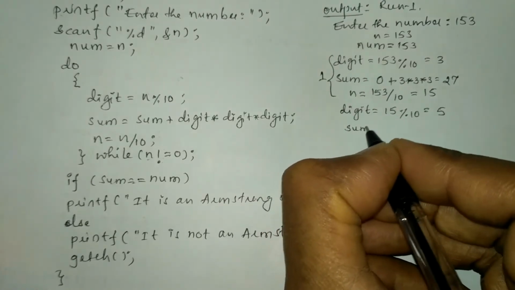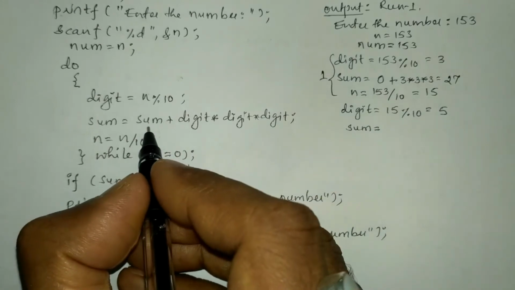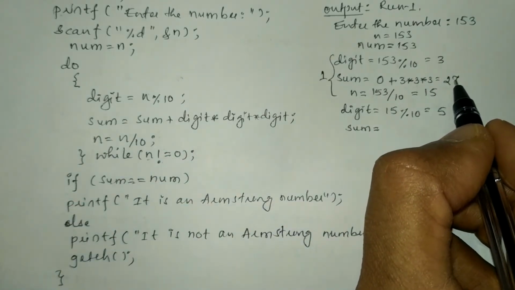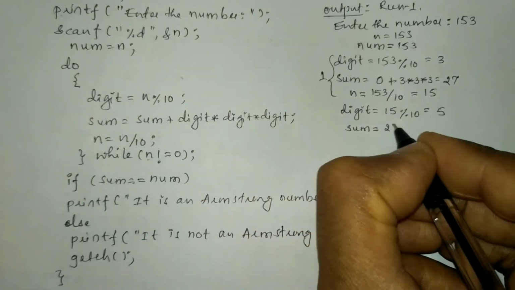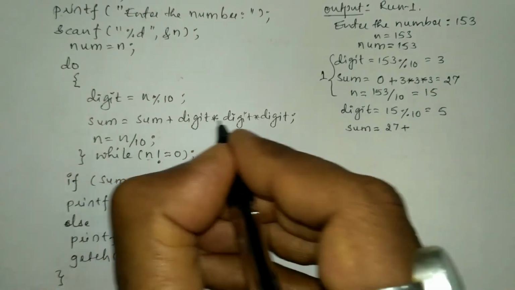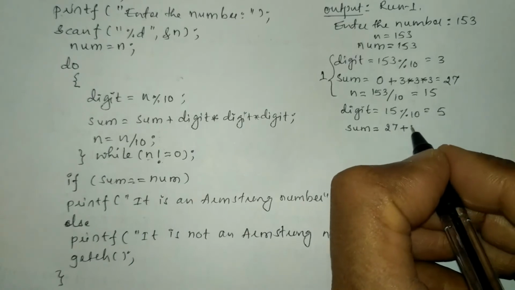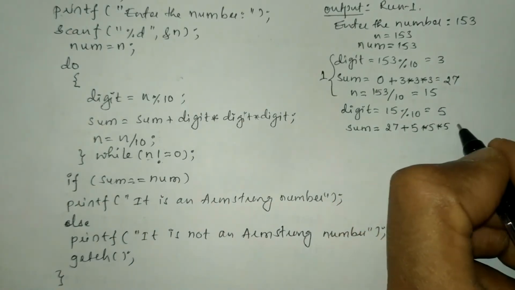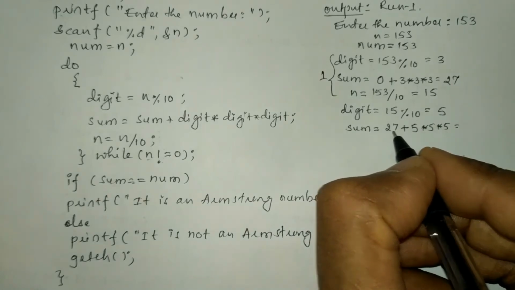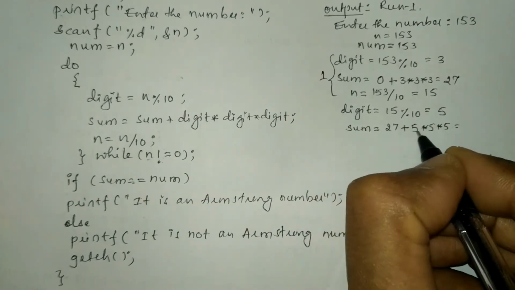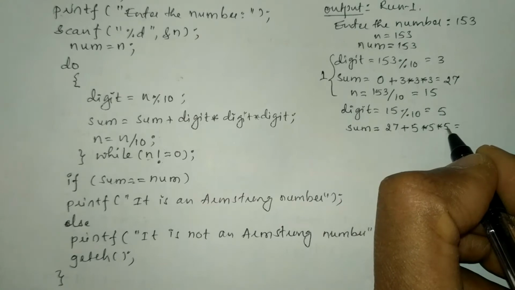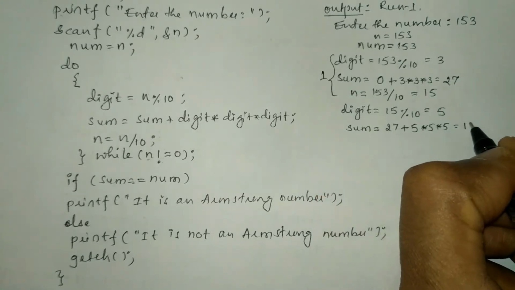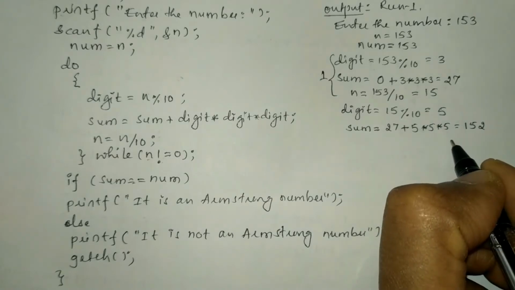Now we are going to perform the next statement. Sum is equal to, now sum value is what? 27. It is not 0 now. It is 27. So here I am going to write 27 plus digit into digit into digit. So digit is what now? That is 5. 5 into 5 into 5. So here you can simplify this one. 27 plus 5 into 5 into 5. 5 5s are 25. 25 5s are 125. 125 plus 27 is 152.